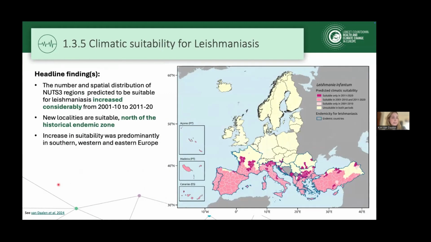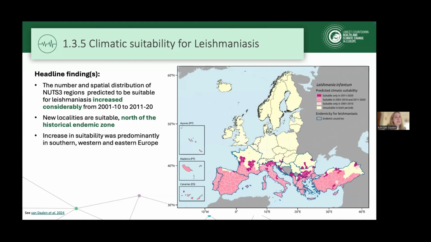One of our other new indicators is looking at the climatic suitability for leishmaniasis. Leishmaniasis is a climate-sensitive zoonotic disease that is caused by a parasite and transmitted by female sandflies. And this most commonly results in skin sores, but it can also result in fatality. And we here use a nested machine learning approach to predict which regions, and we call them NUTS3 regions, which are basically small administrative units, are predicted to be suitable for leishmaniasis.